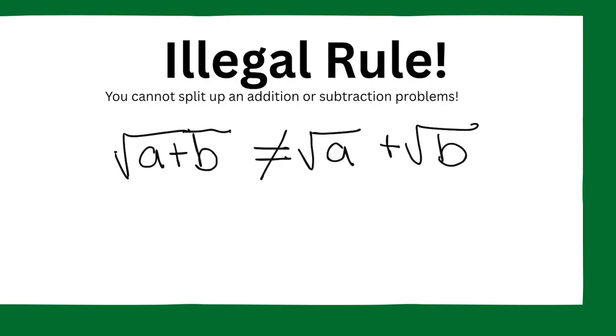So I have square root of a plus b. That I cannot do a square root of a plus the square root of b. I cannot split those two up, and even if it was subtraction, I still couldn't do that. And I'm going to go over an example and show you why it wouldn't work.